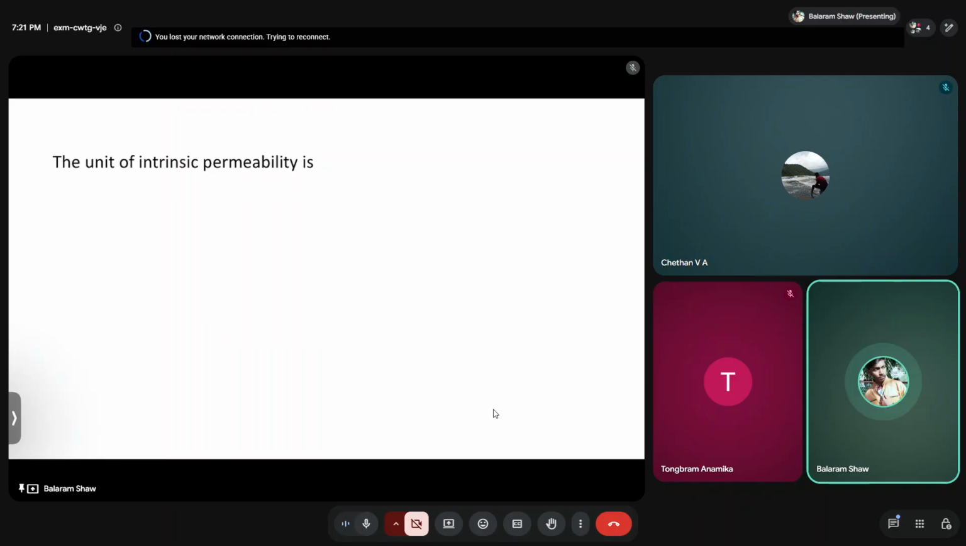The next question is, the unit of intrinsic permeability is. We have seen this in the last session also, right? So the unit of intrinsic permeability is centimeter square, or area units, that is centimeter square here. So the correct answer is option D.